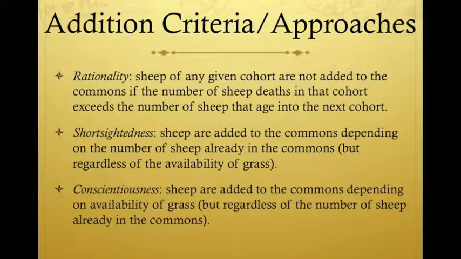So that's another approach. And then there's the more conscientious approach, in which sheep are added to the commons depending on the availability of grass, but regardless of the number of sheep already in the commons. So in this case, villagers take a look at the commons and say, well, there's plenty of grass, we can certainly add sheep because they'll be fed, they'll be taken care of. And so you keep an eye out on the resource that you're depleting, not on the consumers that are depleting the resource. That's why we call it the conscientious approach.